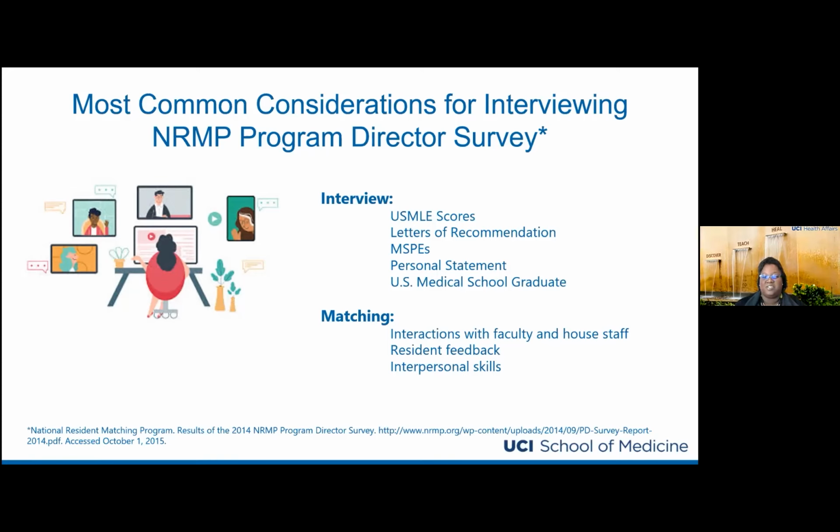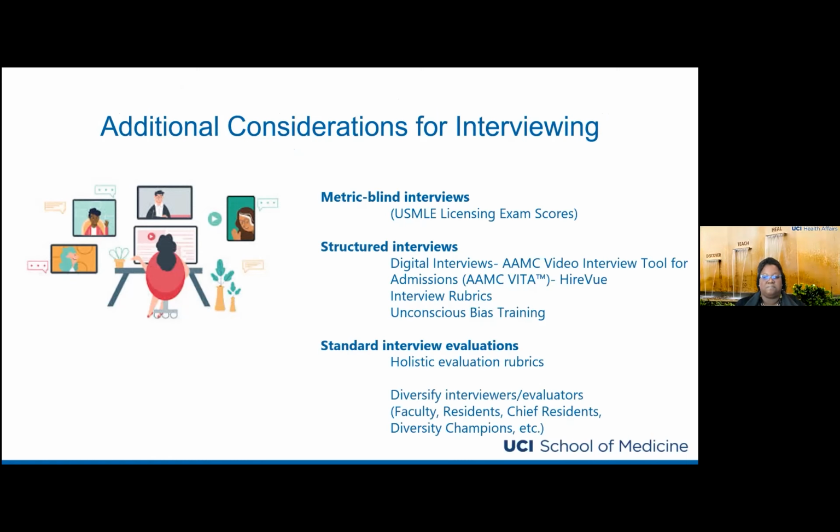That being said, looking at those individuals who are often matched through this survey, the most common considerations then turn to interactions with faculty and house staff, feedback from residents, and interpersonal skills. Ultimately, we're looking for individuals who work well as part of a team, who have great interpersonal skills, and who have made a positive impression on residents during the interview process. Then it's important that we are applying whatever resources we need to address and mitigate implicit bias, because this is where subjectivity can come in if we aren't careful. Next slide, please.